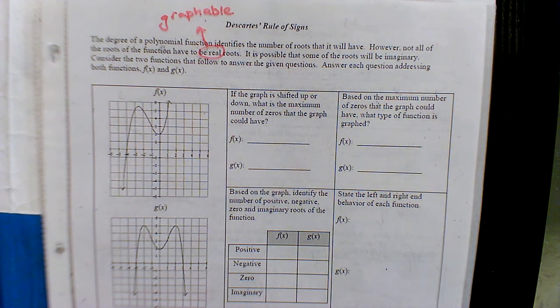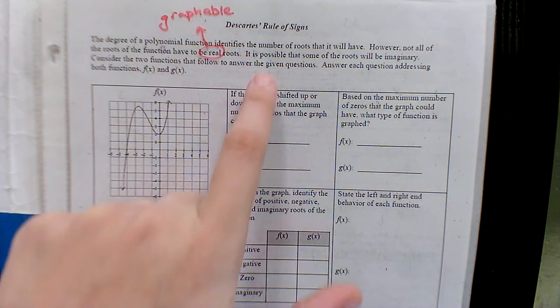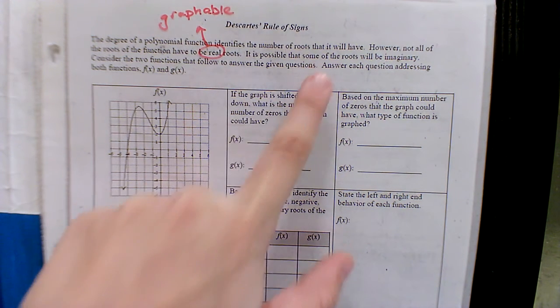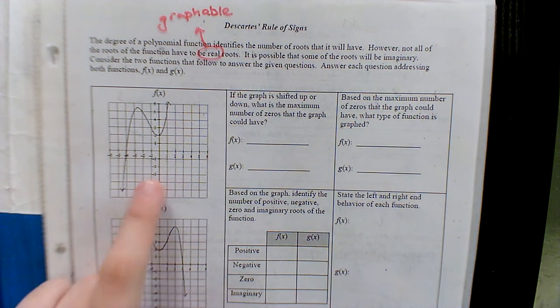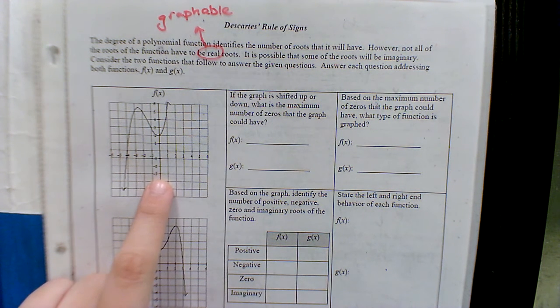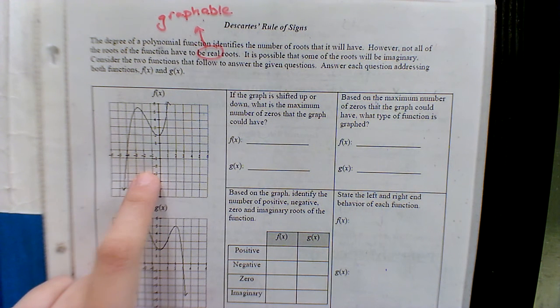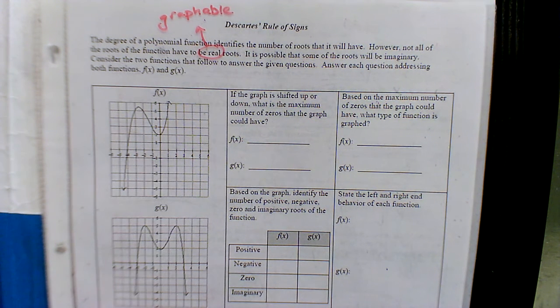You can just leave it there if you're done. All right, so it is possible that some of the roots could be imaginary, and we're going to see that in this case. Take a look at this first graph here. Can you tell me what type of graph this is? What type of polynomial? Can you name it? Cubic.